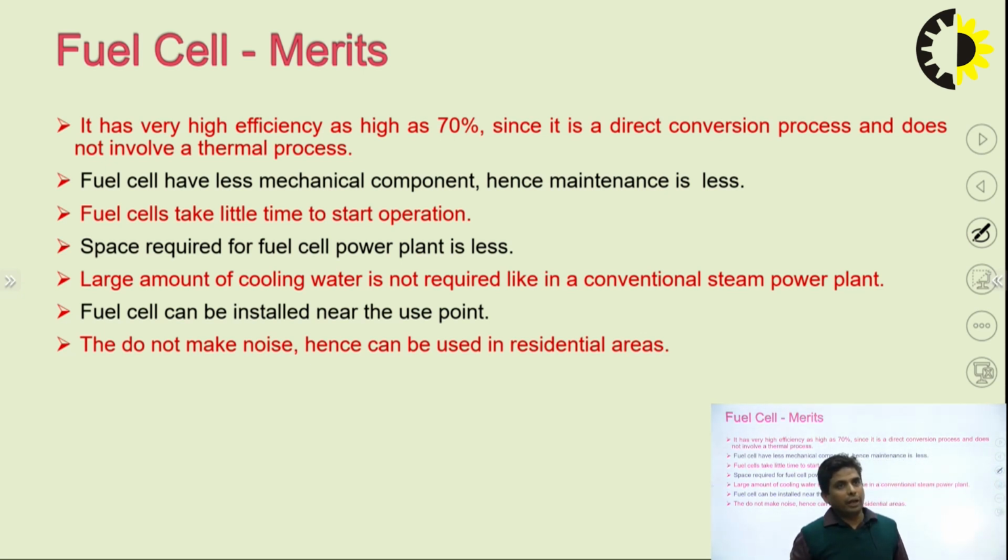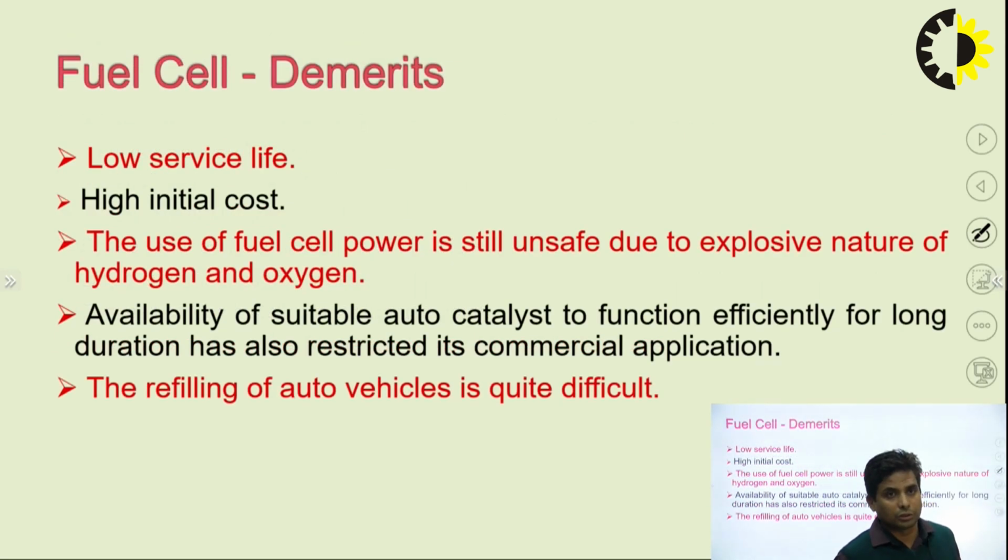It has a very high efficiency, as high as 70%. Since it is a direct conversion process, it does not involve a thermal process. Whenever we compare energy generation processes to the thermal process, thermal plant efficiency ranges between 30 to 50% mostly. But in terms of fuel cell, we directly generate the electricity through chemical reaction without using thermal processes, and with higher efficiency.